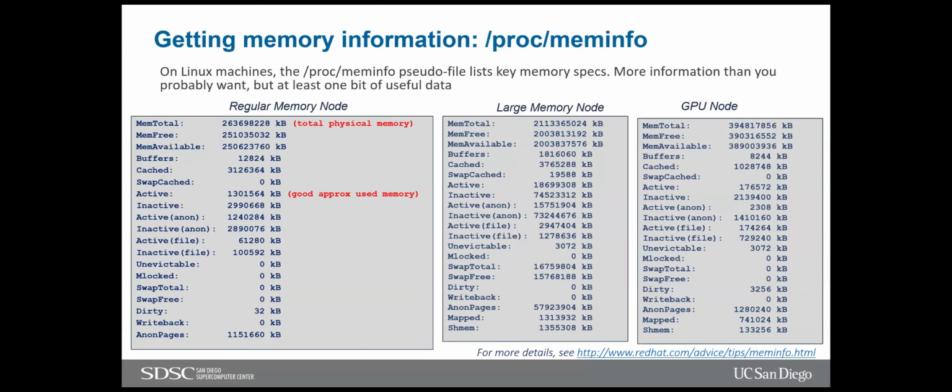But again, I would highly recommend that you take a look into the user guide. I know that at SDSC for Expanse, we specifically list the max amount of memory you can request for a job. That is below the total that theoretically is available. The regular memory nodes have 256 gigs or up to. The large memory has up to 2 terabytes, and the GPU nodes have 384 gigabytes. So you can see the differences between the 3 nodes that we have here at SDSC.